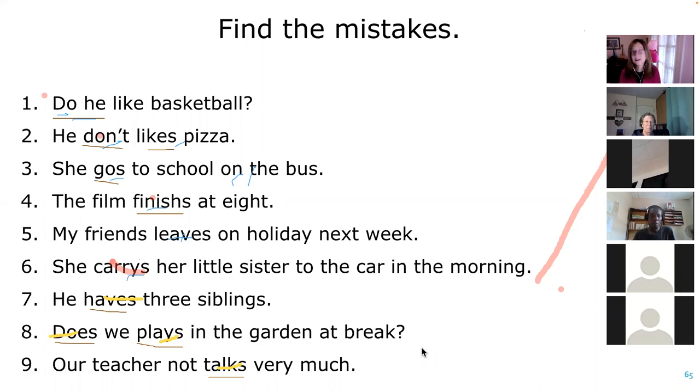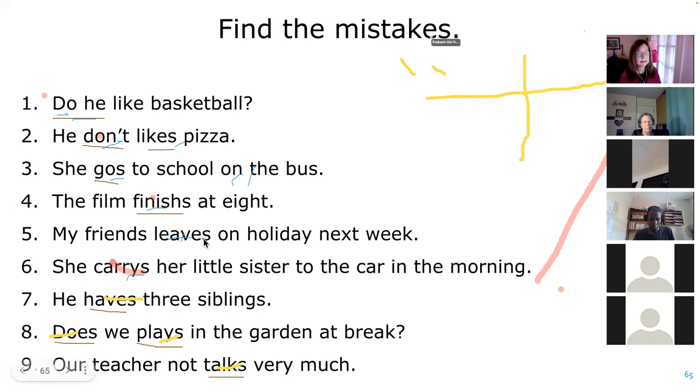All right, so number 3 is just a spelling error. She goes to school. The goes has to have an ES in there, and that's true of most words. If they end with a consonant and O, then we put an E after the O before the S. Number 4 is also a spelling error. The film finishes at 8. So we need an E in there before the S.